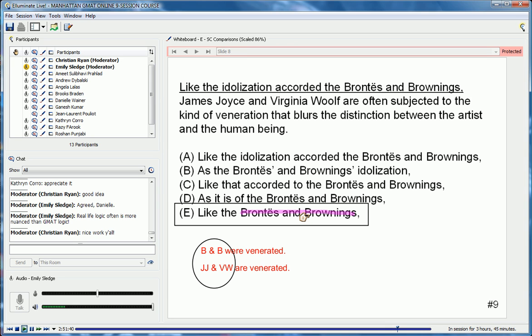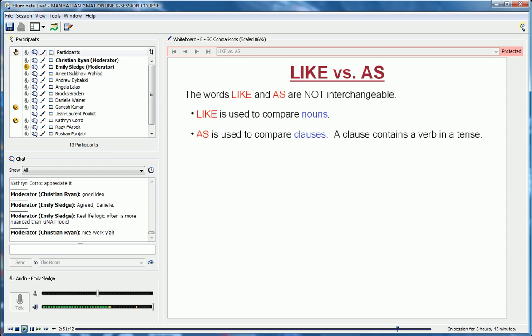Let me show you the rule, because it's kind of unfair to throw this one at you without a rule in mind. And Ganesh, I see you frowning. This rule might help you understand this question a little bit better. We use like and as probably in speech a little bit interchangeably. I hear this error on TV a lot now that I know what the rule is, and I know that I probably make this mistake myself.